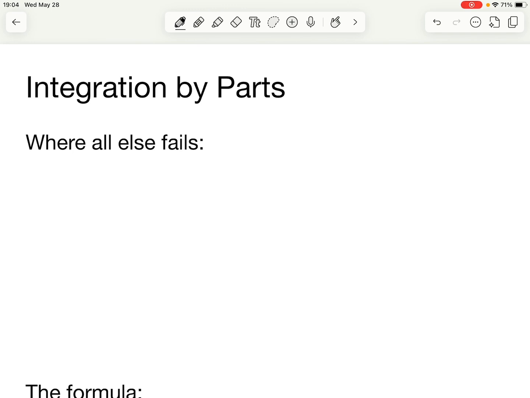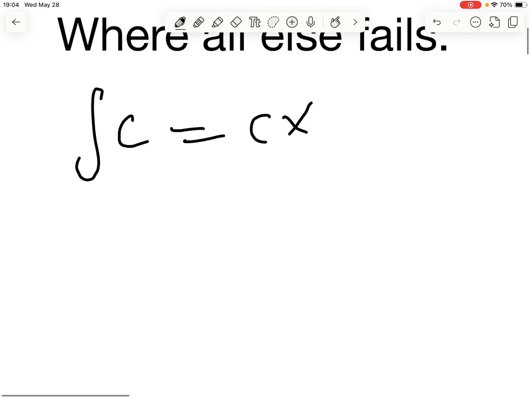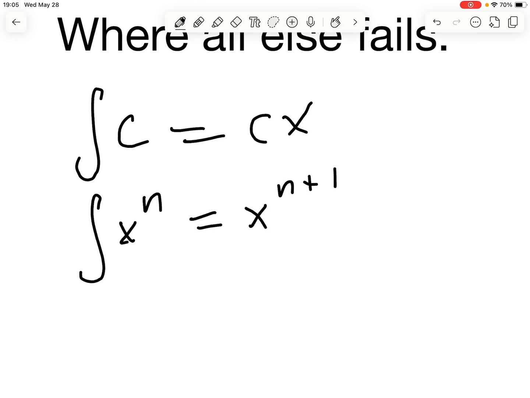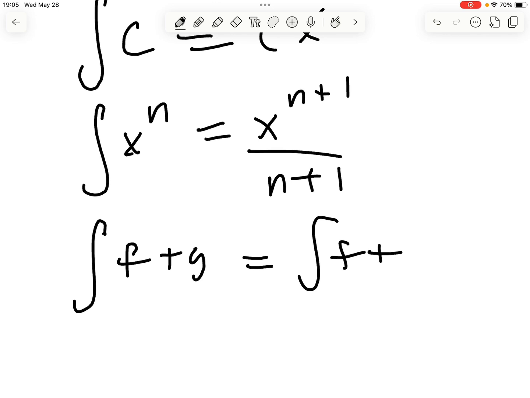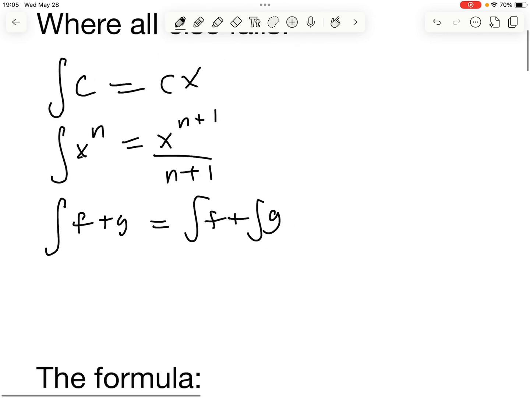As a quick refresher to what we have available exactly, we have our basic rules like integrating a constant, which is going to be constant x, or integrating maybe a power, should just be that higher power over n plus 1. And we have the addition, subtraction rules. Integrate f plus g is just equal to integrate f plus integrate g, and so on and so forth.